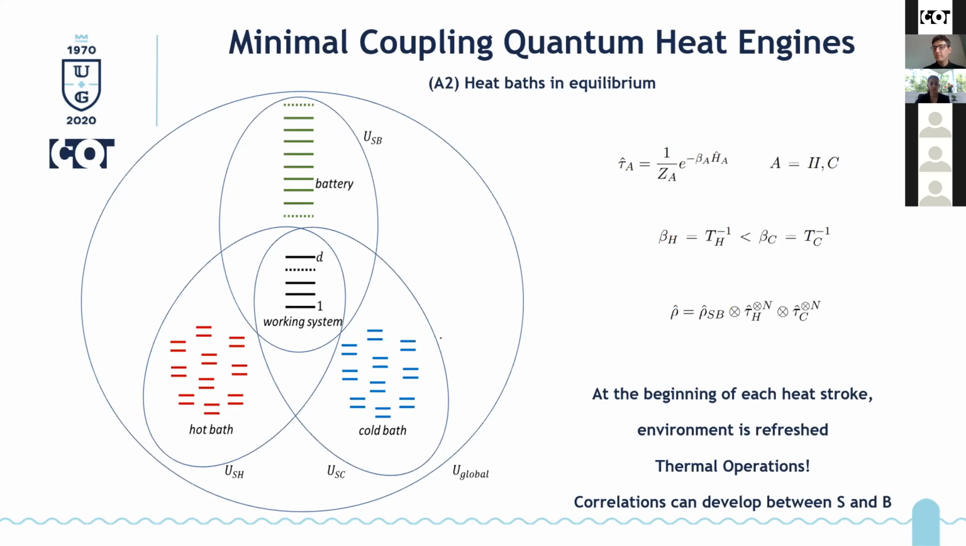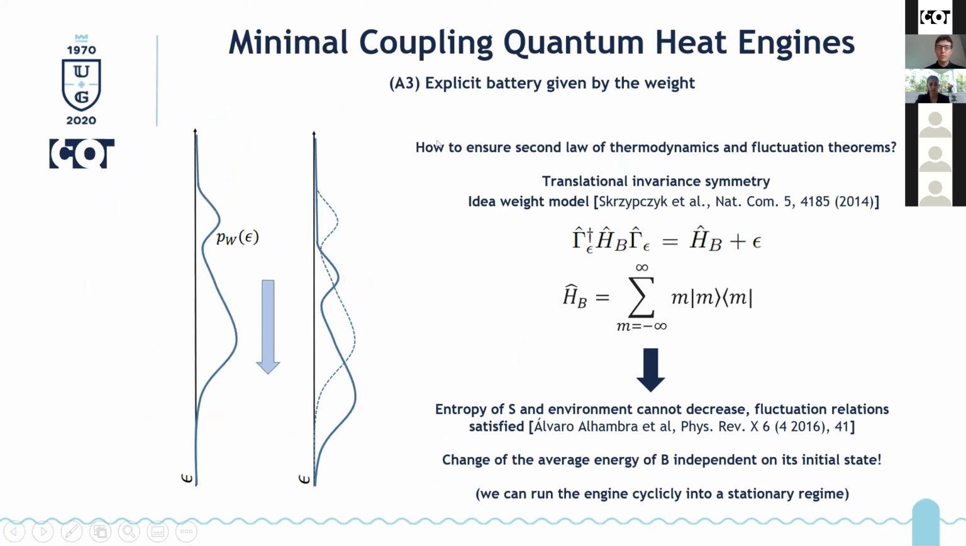Okay, so in this model, the major tool that we used to solve it was the state that allowed us to describe correlations between the battery and the working system. This is the model of the battery that we also took. The battery here is modeled by the so-called infinite weight, which you can think about as the harmonic oscillator without a ground state. So it's an infinite ladder of levels.